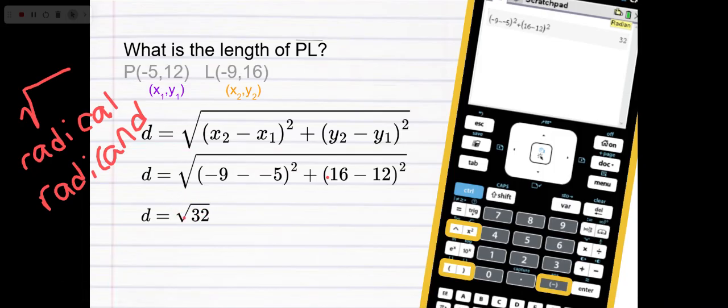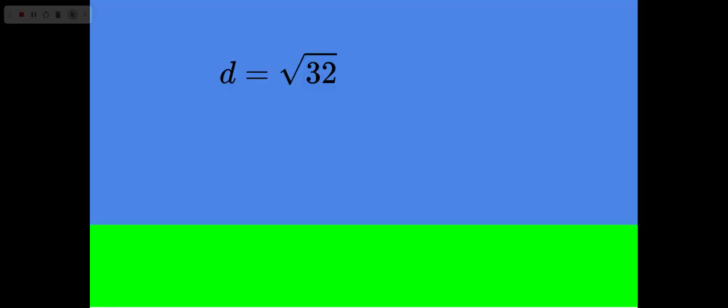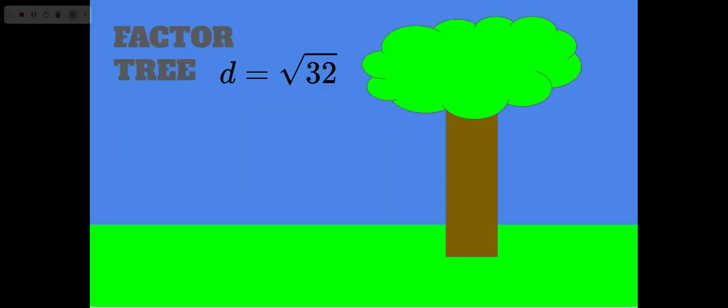So can we simplify that? Can we simplify the square root of 32? Let's paint a picture. How do we do that? We do a factor tree. So it's even. I know it's divisible by 2. So I'm going to divide it by 2, and I get 2 times 16. 16 is also even. Some of y'all will divide it by 2 again. I think when I did this in class, we did 4 and 4, because that's what y'all said. 4 times 4 is 16.